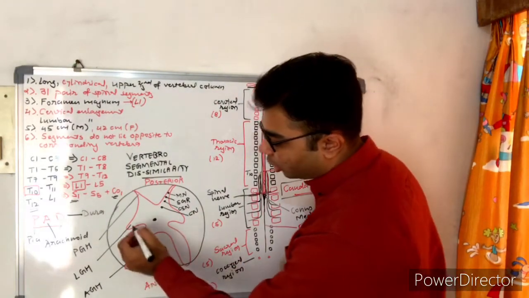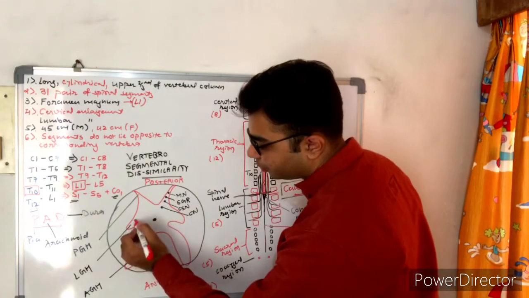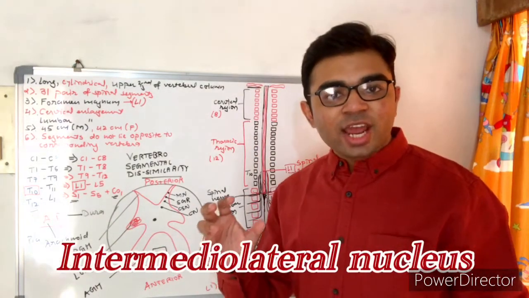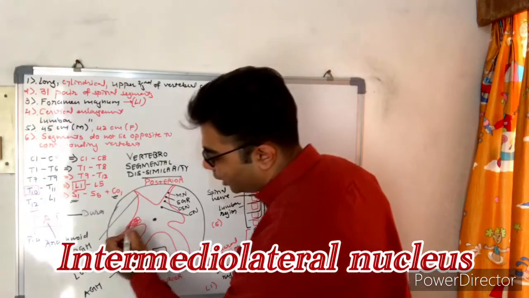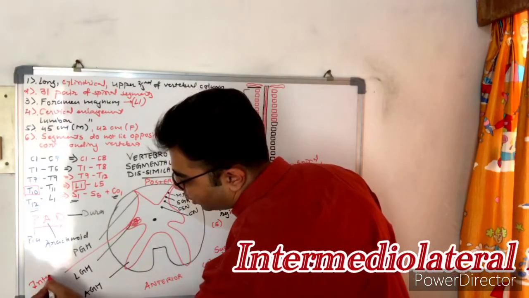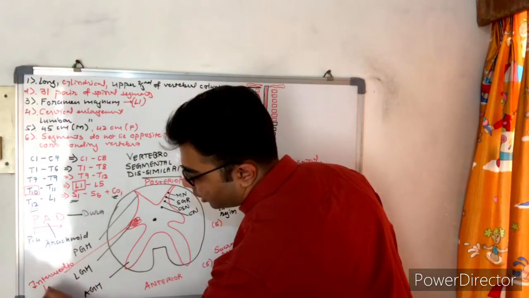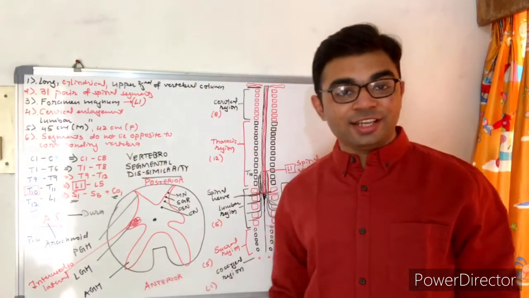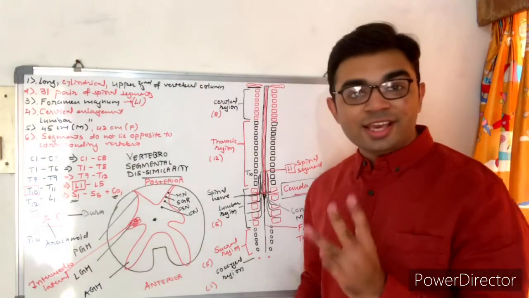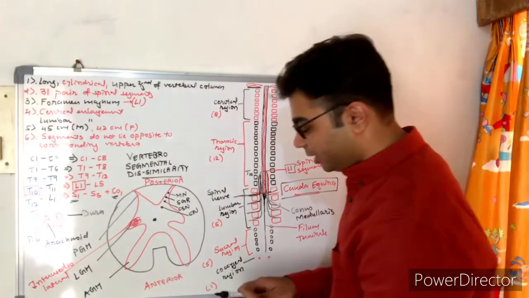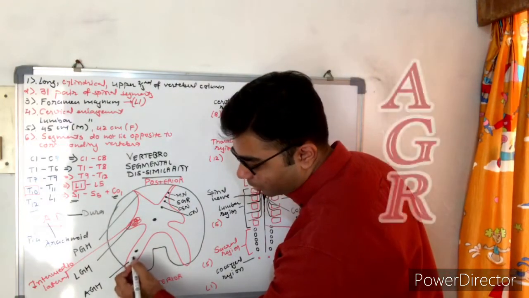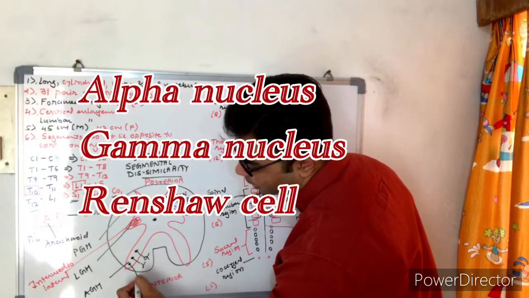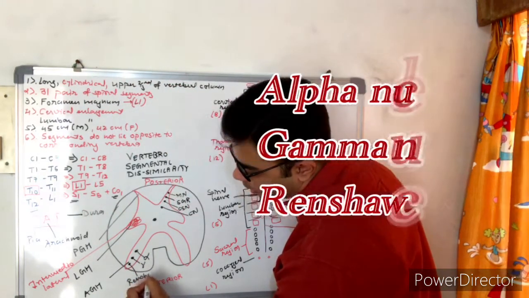For the lateral grey horn, I will show it over here. The lateral grey horn shows a group of nuclei termed the intermediolateral nuclei. Let me write it over here. And my favorite, the anterior grey horn. The anterior grey horn shows 3 different nuclei: first is the alpha, second is gamma, and the third one is Renshaw cells. Alpha, gamma, and Renshaw cell.